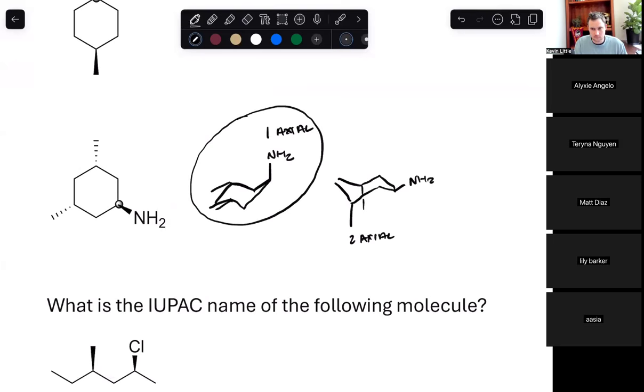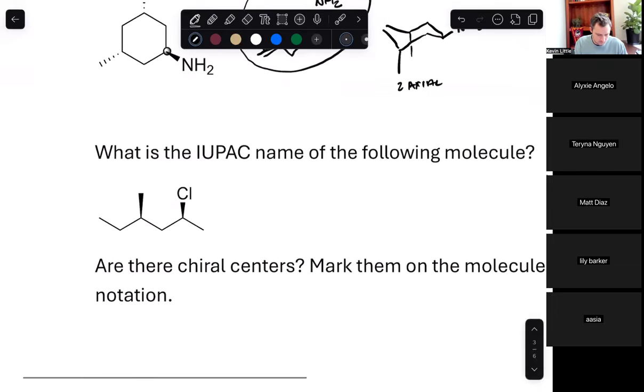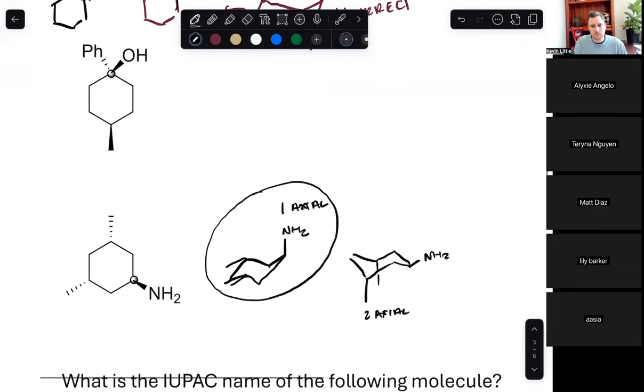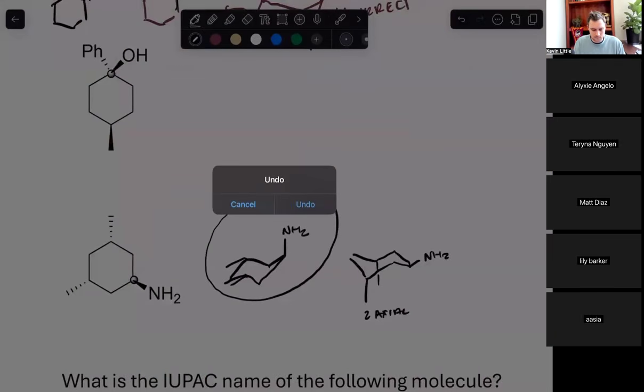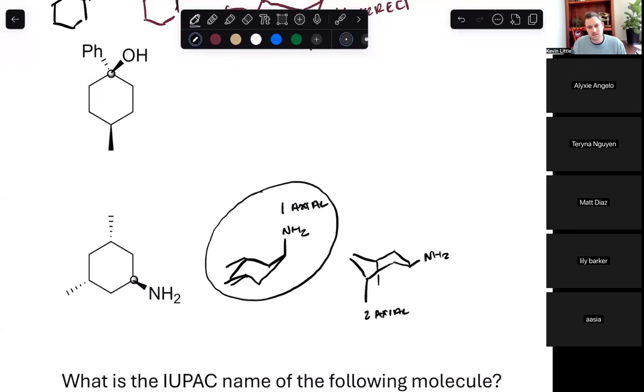Does that make sense? Did I lose you? Yes, no, that makes sense. Thank you. So then we would just have to know that NH2 and methyl are similar in size. Yeah, I mean, they are. They're pretty close in size.